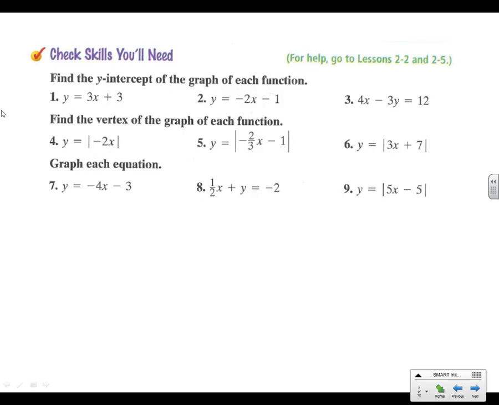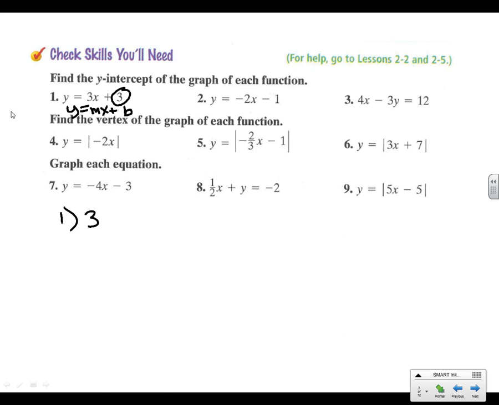All right, so some skills checks here, three different things. Let's go with the first one. Number one, find the y-intercept of the graph. The y-intercept on number one is 3. Y equals mx plus b, and so we're looking for b in this problem. So you do 2 and 3.